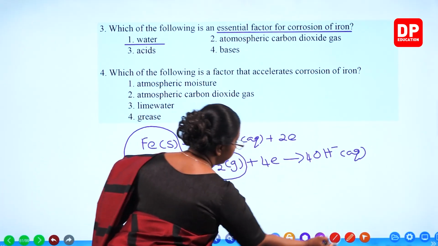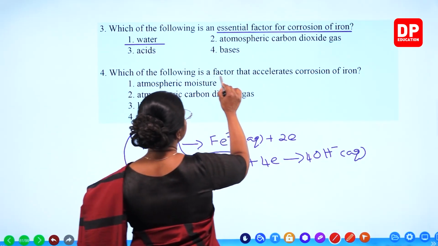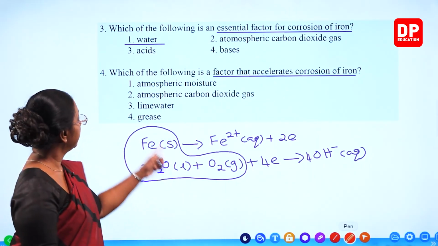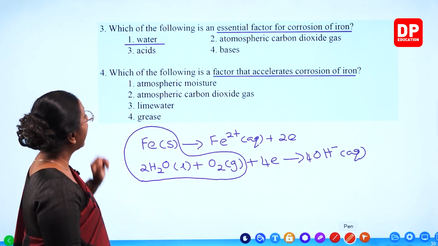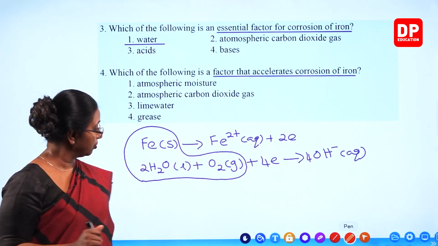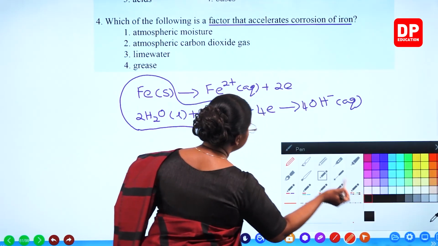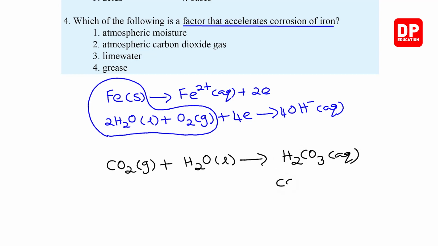Then, if we look at the next question, which of the following is a factor that accelerates corrosion of iron? Now, atmospheric moisture is an essential factor. Atmospheric carbon dioxide, this I told you all, students. If you consider CO2 gas, when it dissolves in water, it gives H2CO3, that is carbonic acid.